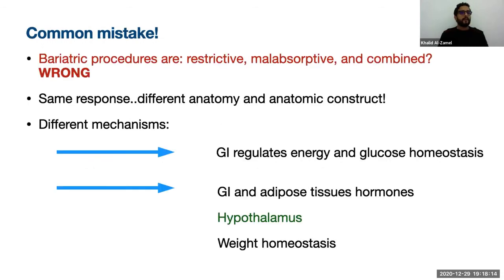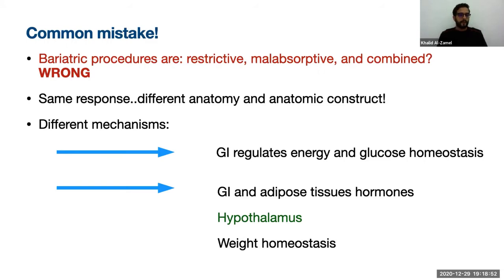The common mistake that we all have is understanding bariatric procedures as restrictive, malabsorptive, or combined. And this is wrong, because if these are the only description or classification of bariatric surgery, then why are we having the same response with different anatomy and different anatomic construct of the surgery? Sometimes we have patients with 11-meter intestine, some of them 5. But if you do the right surgery, you will get the right response despite the differences in anatomy.